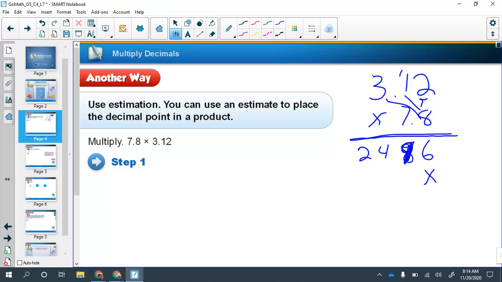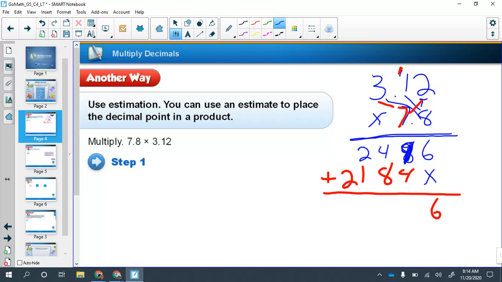And now we're going to multiply everything times the 7. So we start with 7 times 2, which is 14. Regroup the 1. 7 times 1 is 7, plus 1 is 8. Didn't forget that time. That's always good. And then we finish it off by multiplying the 7 times this 3, which is 21. Now, just like when we would multiply regularly, we're going to add these two partial products together.